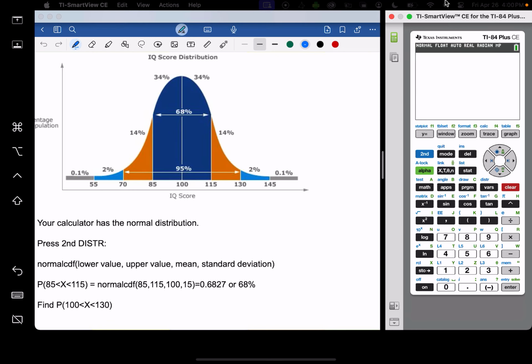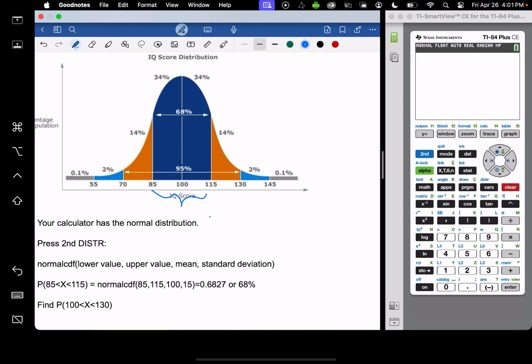So this is slide 23 of chapter 6, and your calculator has the normal distribution built into it. So your calculator has the ability to tell us that this area is 68%. And I want to show you how to do that.